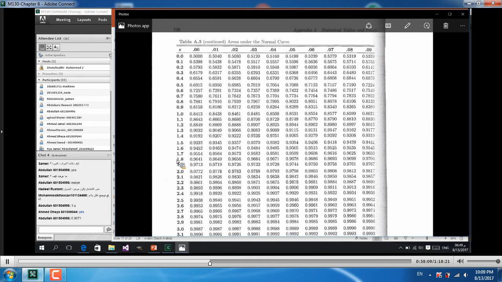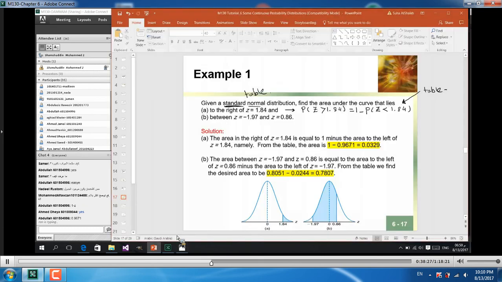0.967 and 1. For 1.84, the 1.8 is from here and the 4 I will get from here. Their intersection gives me the answer. So the answer for this part is 0.9671. But don't forget that it is 1 minus this one, so the result is this. I'm going to send this to you and you can find it in the book as well.